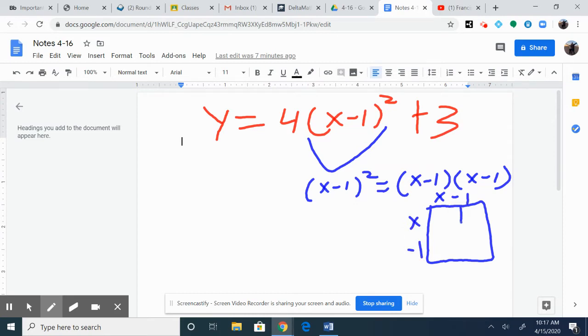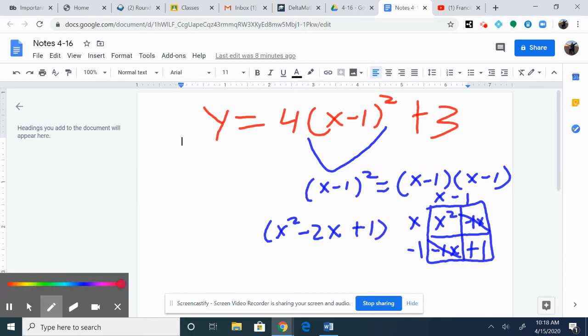So then x times x would be x squared, and negative 1 times x would be negative 1x. Again, negative 1 times x is negative 1x, and then negative 1 times negative 1 is going to be a positive 1. So combining all this together, our equation would look like x squared minus 2x, because we're combining negative 1 and negative 1, plus 1. And on the outside of the equation, we have y equals 4 and 3.